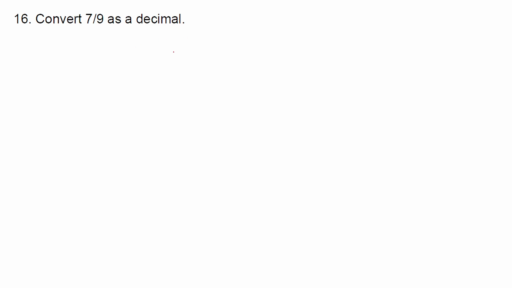So this is part 2 of the discussion of the answers of the mock test. Let's start with number 16. We have here 7 over 9 that needs to be converted into decimal. Again, please remember that when you have a fraction that has a denominator of 9, the decimal conversion should automatically be a repeating number.